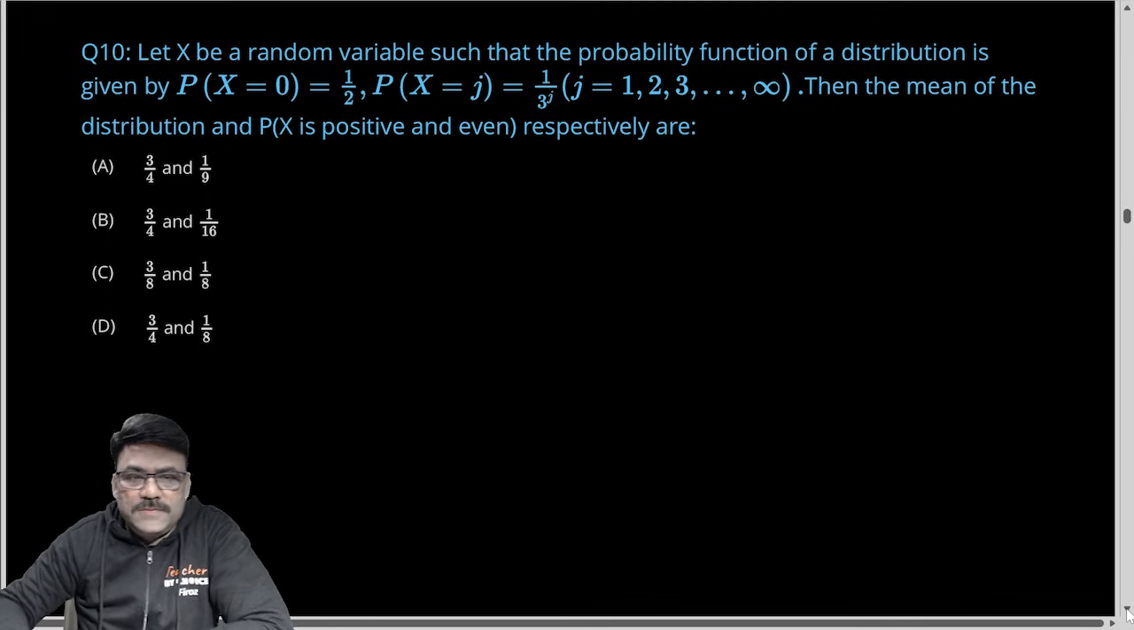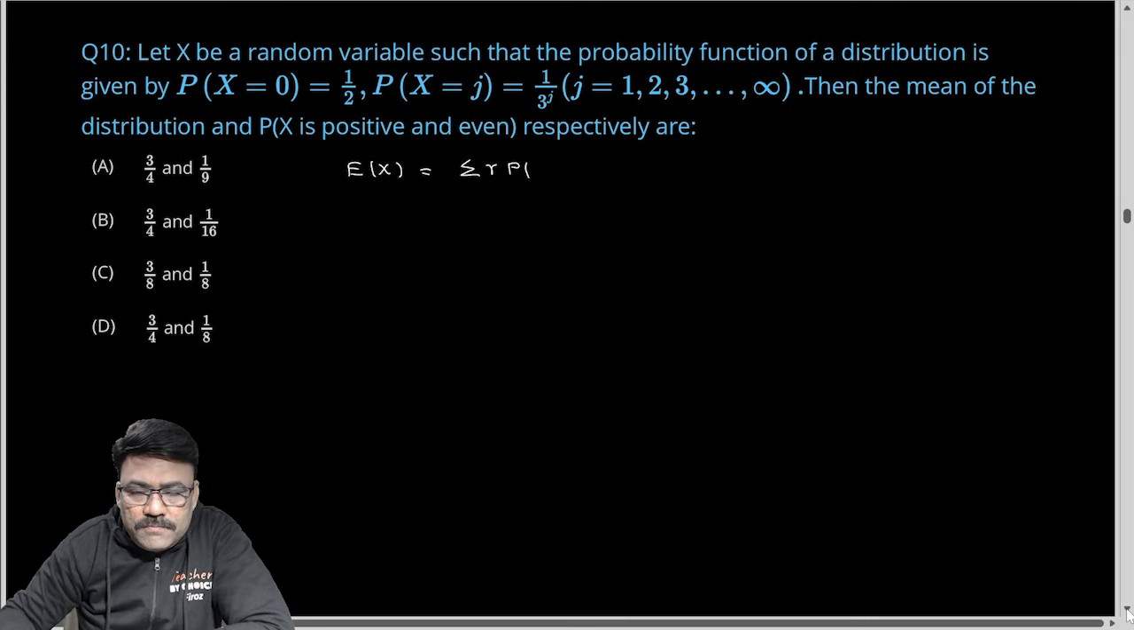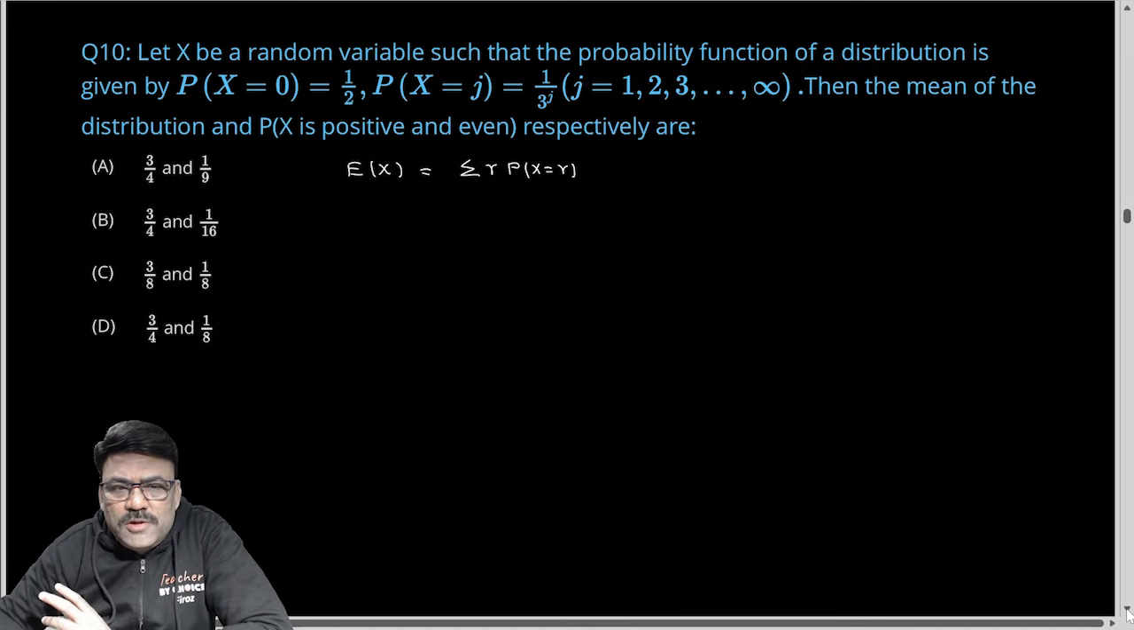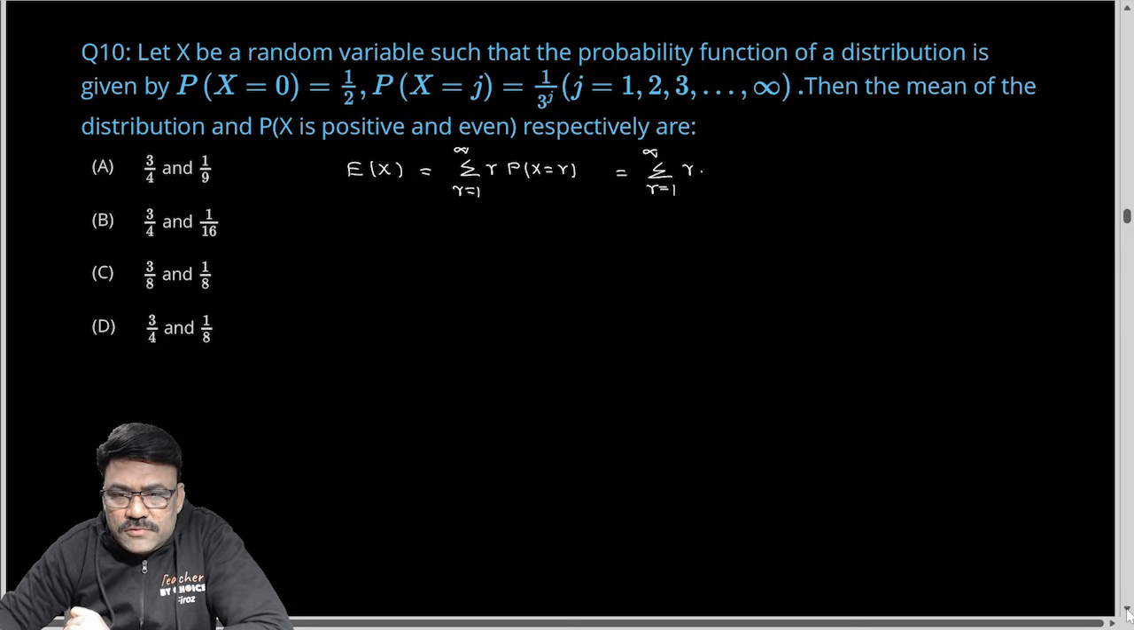So let's find the mean first. Mean can also be written as expectation of x. So this will be simply sigma r into probability of x equal to r. See, if I put r equal to 0, this product will be 0, so let's start r from 1 to infinity. Corresponding to 0, you are getting 0 here. So now r varies from 1 to infinity, and the probability of x equal to r is 1 by 3 raised to r.